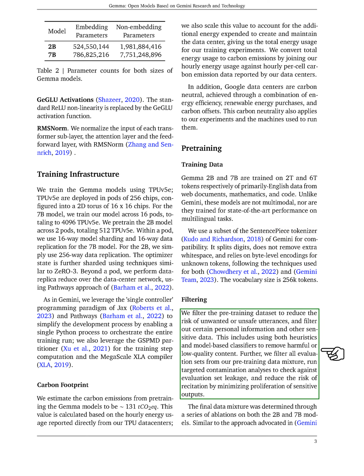To ensure the quality and safety of the pre-training data, we filtered out potentially harmful or sensitive content using a combination of heuristics and model-based classifiers. We also conducted targeted analyses to prevent leakage of evaluation set data and minimize the risk of generating sensitive outputs. The final dataset was determined through a series of evaluations on the 2B and 7B models.